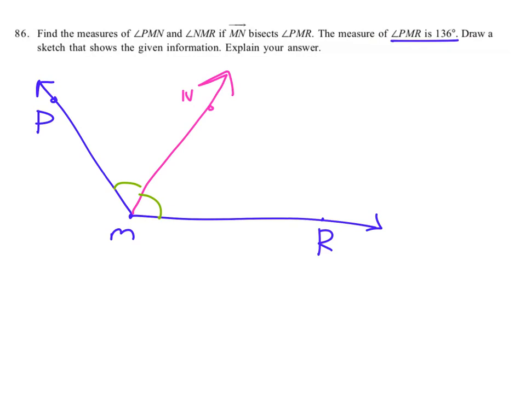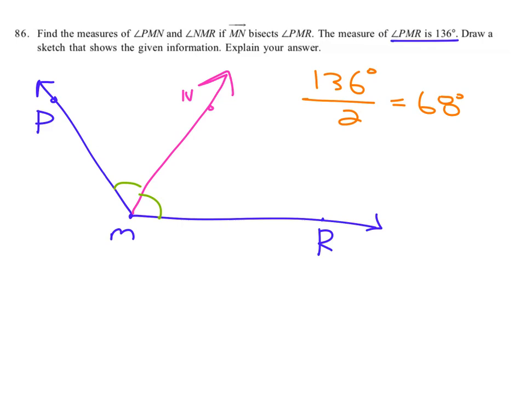Well, there's not a lot that we need to do here. We know that since these are equal parts and the whole thing is 136, then we can say, oh, well, if the whole thing measures 136 and each of these smaller angles is half of it, let's divide that by 2. Okay? And what we get is 68 degrees. And that's just the answer for each one of them. Find the measures of each of them. Well, they each measure that.